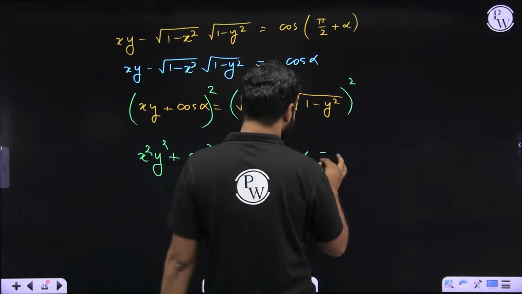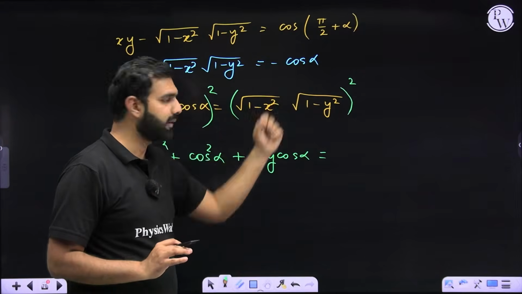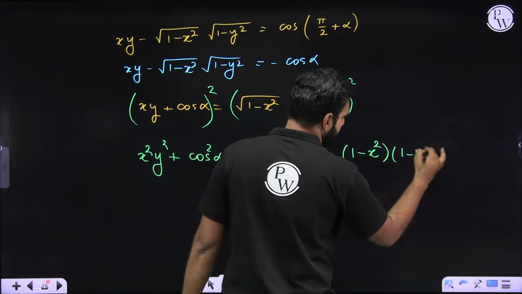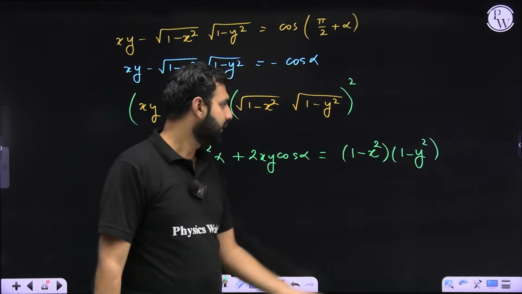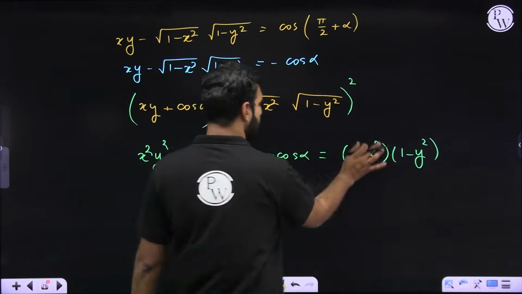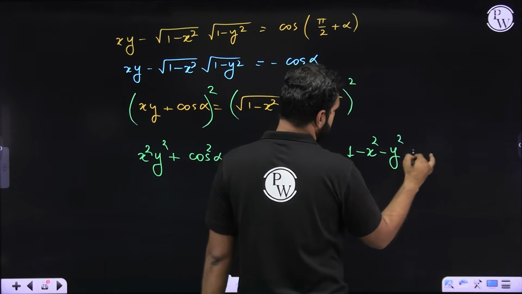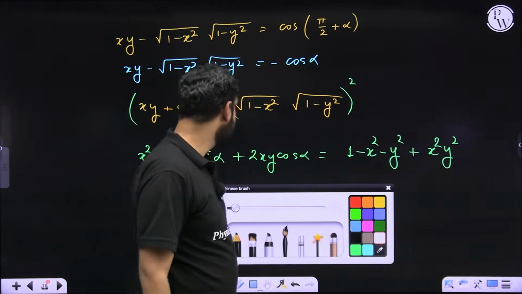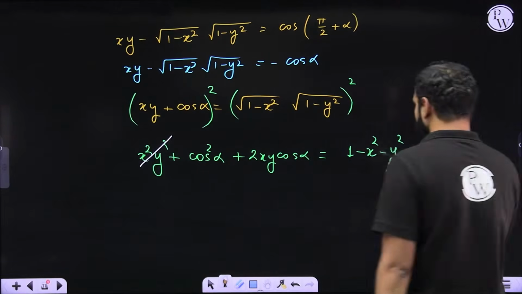On the right hand side, when these terms are squared, the under root signs are removed. So I'm left with 1 minus x square times whole of 1 minus y square. Can I directly multiply this? I hope you're realizing 1 into 1 will be 1. Then I'll have minus x square, then minus y square, and then plus x square y square. So I'll have 1, minus x square, minus y square, plus, of course, an x square y square. Now, x square y square can be cancelled by this x square y square. I hope there's no confusion on that.